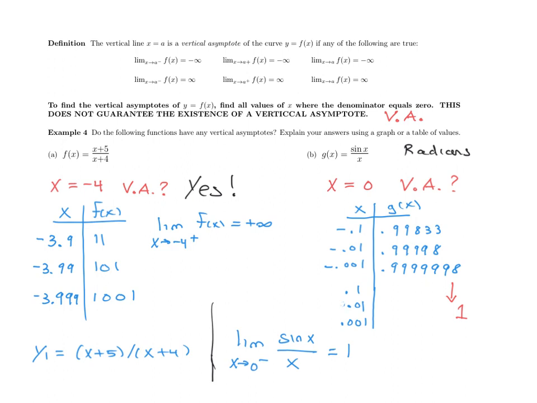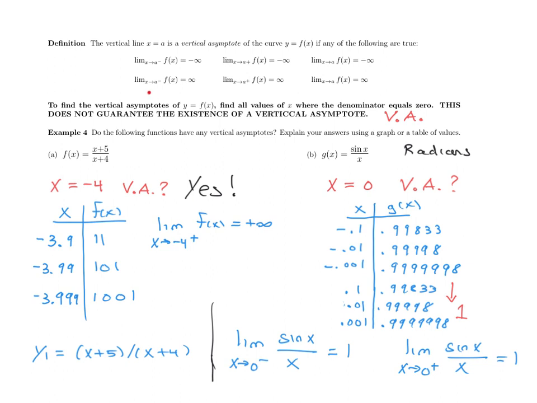So I'll go to my table, I'll type in these values and see what we have. So 0.1, 0.01, and 0.001. And I actually get the same values that I did for these 3 spots here. That is, at positive 0.1, it was 0.99833, then it was 0.99998, and then it was 0.9999998. These are approaching 1 as well. So it looks like the limit as we approach 0 from the right of sine of x divided by x is also 1.